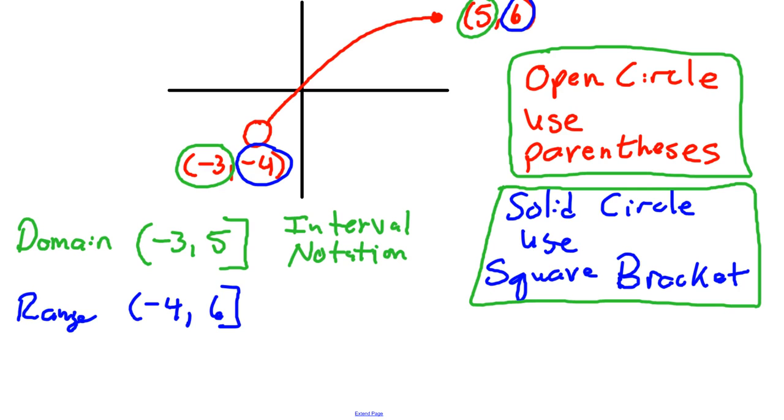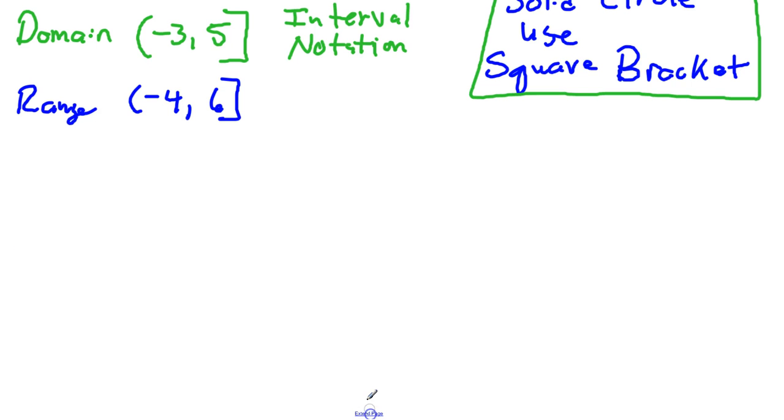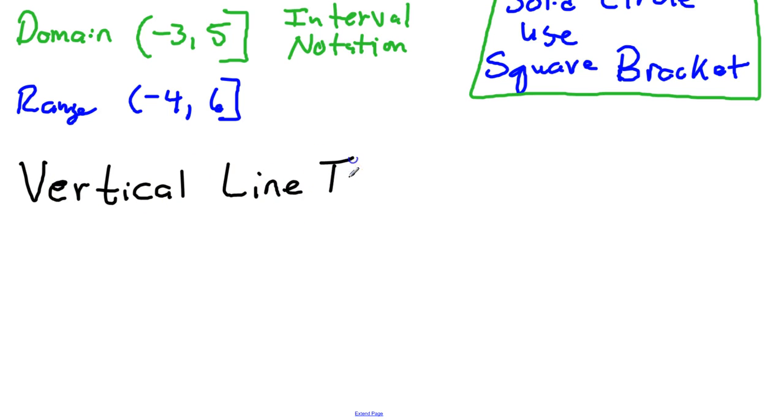What they're going to do then is that if they give you a graph, they'll have you pull the domain and range out. At the same time, they're going to ask you, okay, here's this graph we have. Would this graph be a function or not? And to figure out if a graph is a function or not, you're going to use a vertical line test.